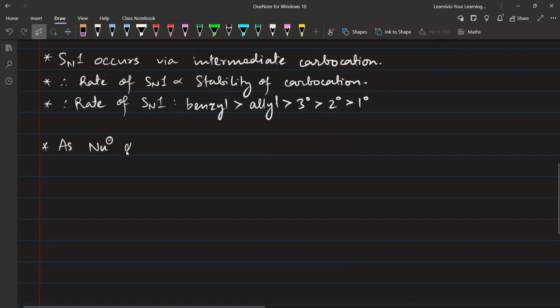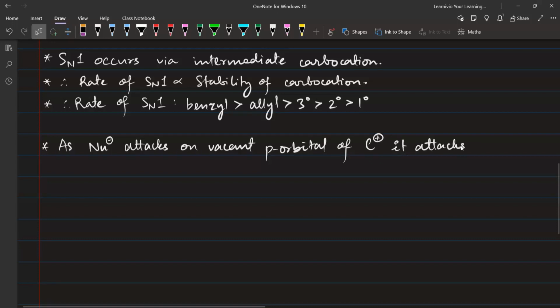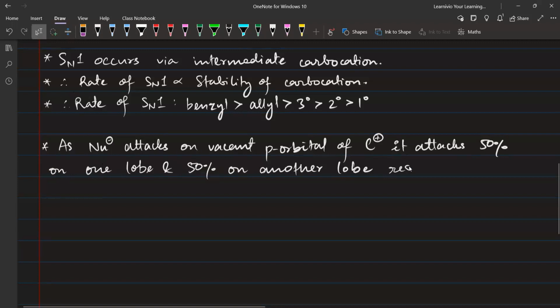As the nucleophile attacks on the vacant p orbital of the carbon positive, it attacks 50% on one lobe and 50% on another lobe, resulting in 50% inversion and 50% retention.